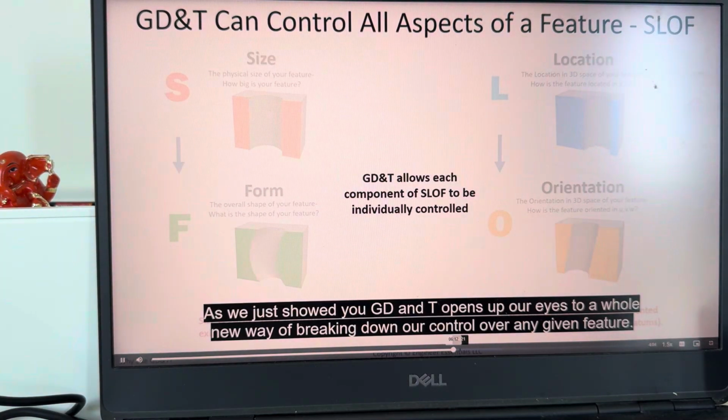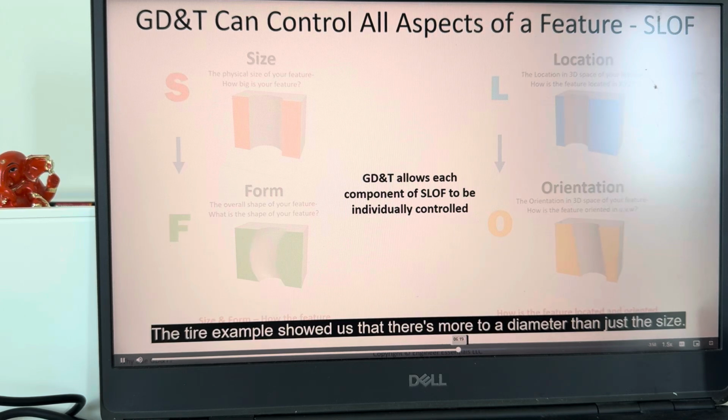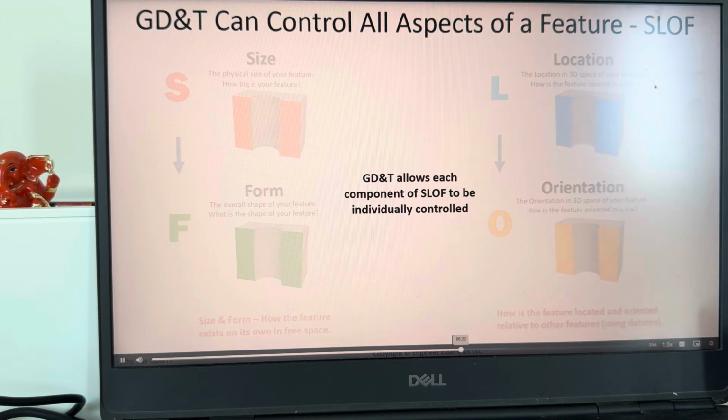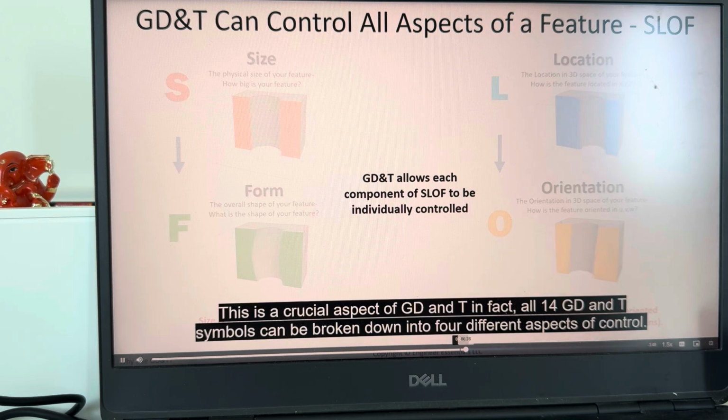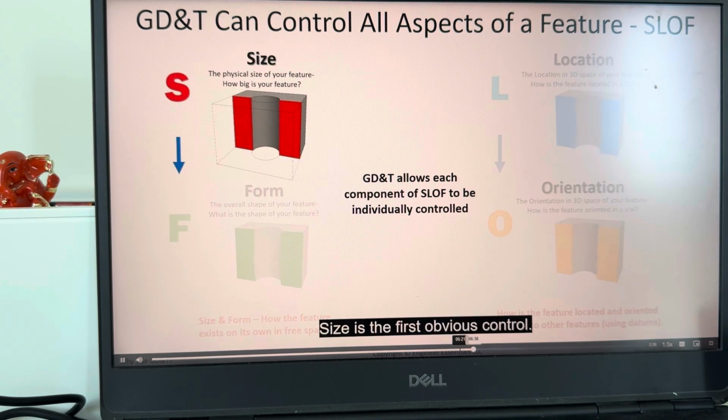As we just showed you, GD&T opens up our eyes to a whole new way of breaking down our control over any given feature. The tire example showed us that there's more to its diameter than just the size. We also had to consider the form, or how circular that rim is. This is a crucial aspect of GD&T. In fact, all 14 GD&T symbols can be broken down into 4 different aspects of control, the first of which is size. Size is the first obvious control.